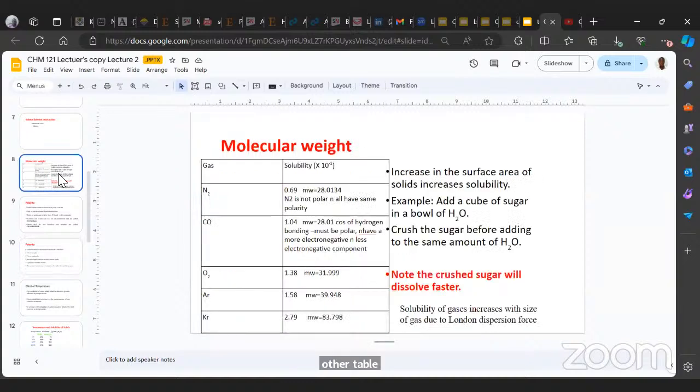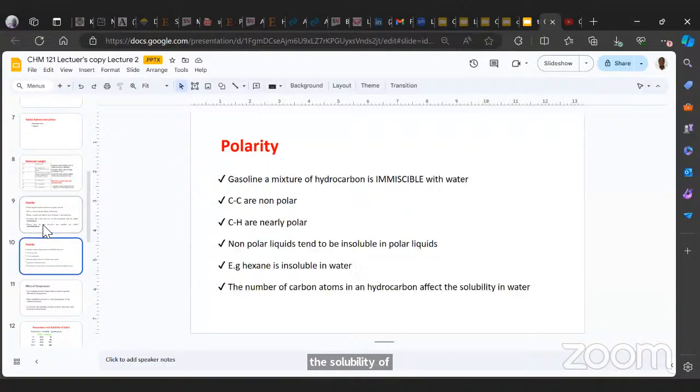Look at the table. The molecular weight is more important when you're dealing with gaseous substances. So you need the molecular weight to predict the solubility of the gas. As the molecular weight increases, the solubility increases because the surface area is increasing. That's why I used the sugar case to explain. There's polarity occurring in the CO, but the polarity is not playing a significant role here. But when you deal with liquids, polarity is very important.